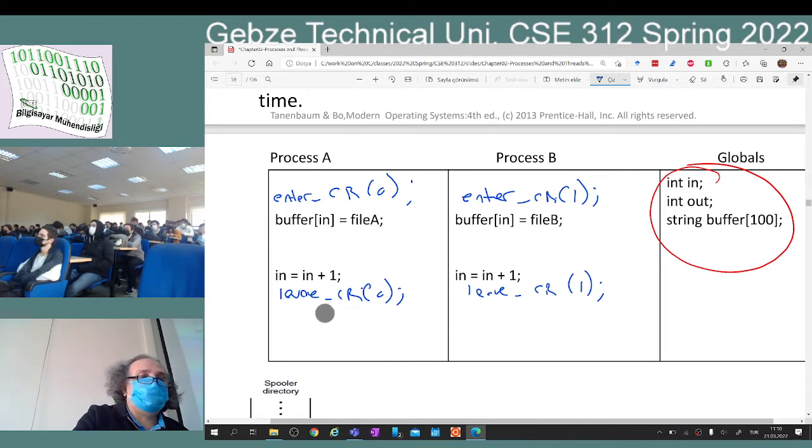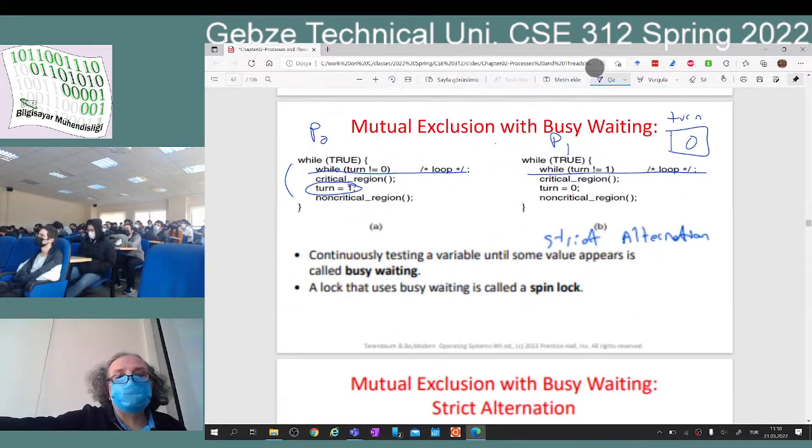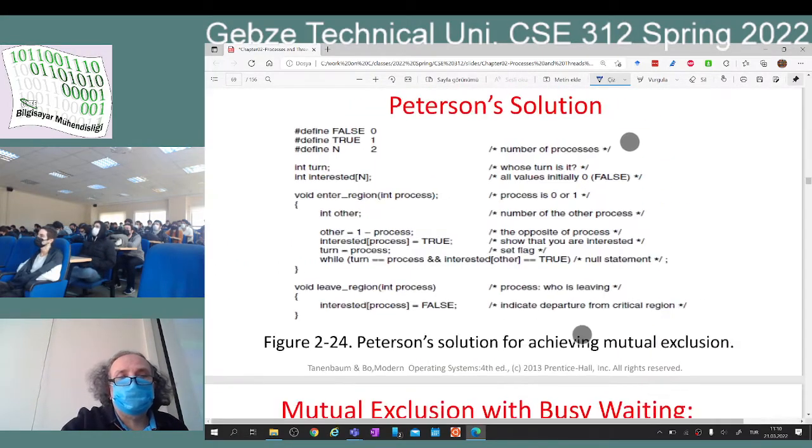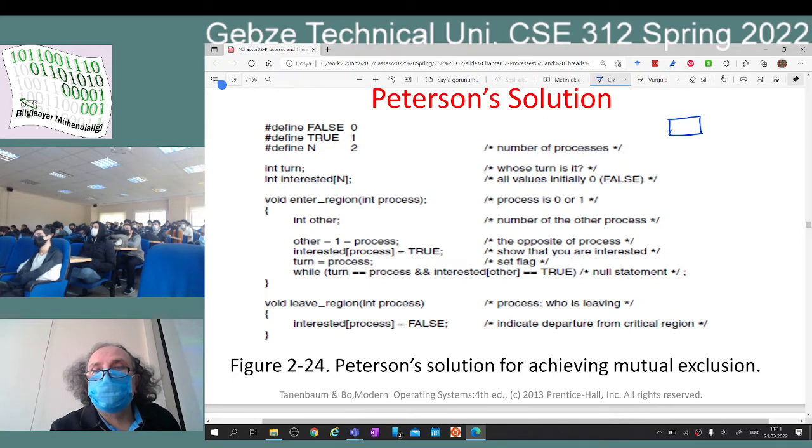As you have seen, leaving the critical region is very easy. The code is just a single line. Entering is a little bit more involved, but it is not that difficult. Let's look at the code. It's Peterson's solution. Here's the code. So three simple defines: false, true, and n is the number of processes. There is a global variable named turn. Okay, this is turn. Turn is going to be either 0 or 1. And there is an array of size 2 named interested. Okay, this is interested.